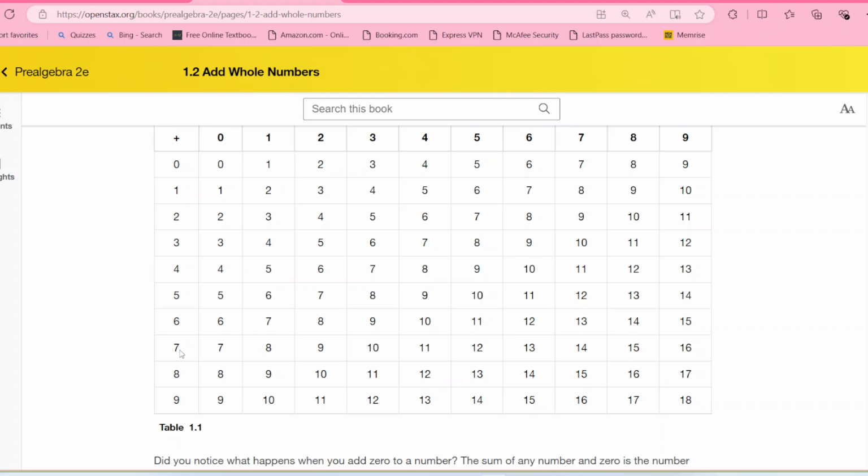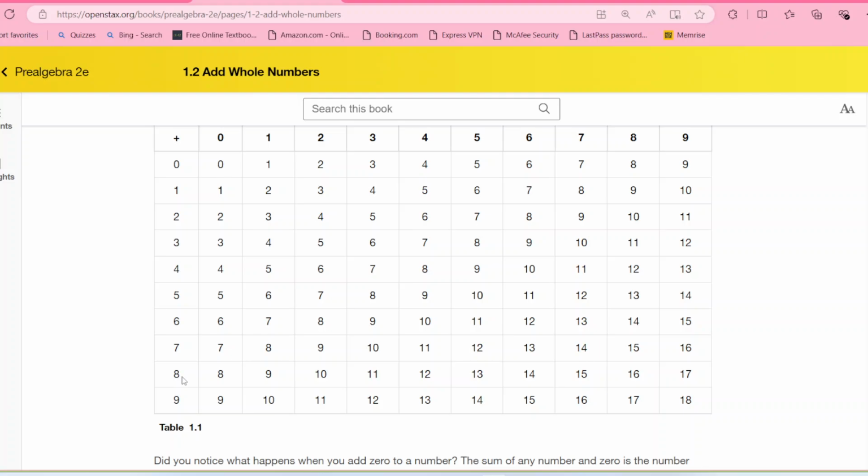Now the 7 row. 7 plus 0 is 7. 7 plus 1 is 8. 7 plus 2 is 9. 7 plus 3 is 10. 7 plus 4 is 11. 7 plus 5 is 12. 7 plus 6 is 13. 7 plus 7 is 14. 7 plus 8 is 15. And 7 plus 9 is 16.